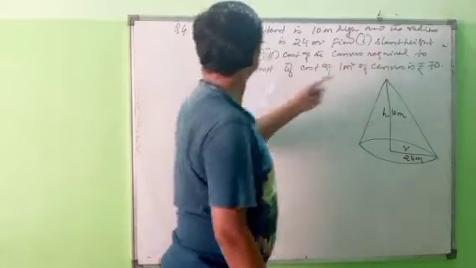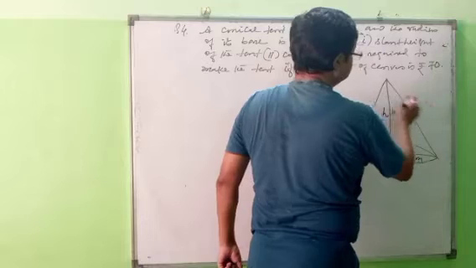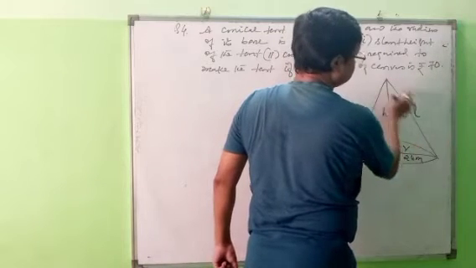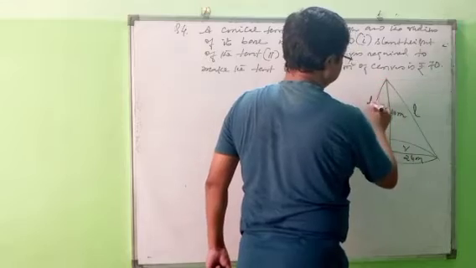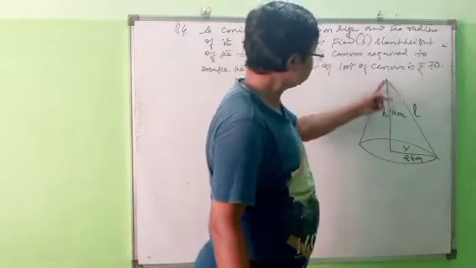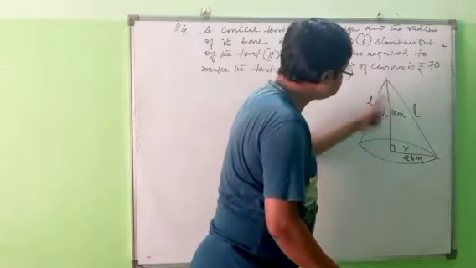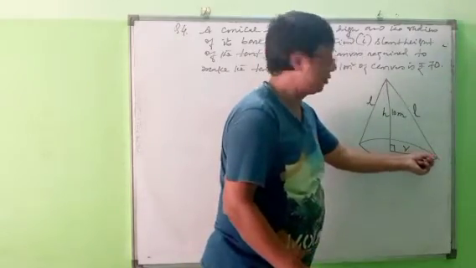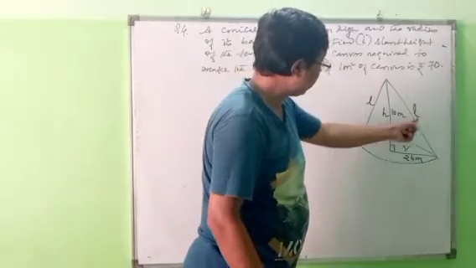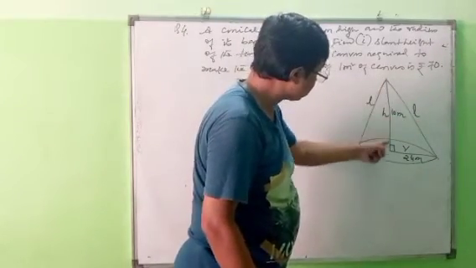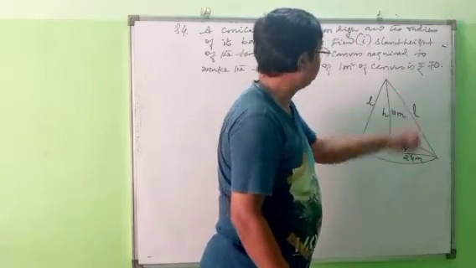Find the slant height of the tent. So you are to find the slant height. That means you are to find the length of this side. That is the L. This one is called the slant height. So using the concept of Pythagoras Theorem, because this is a right triangular cone, that is L square equals H square plus R square, you will get the value of L.